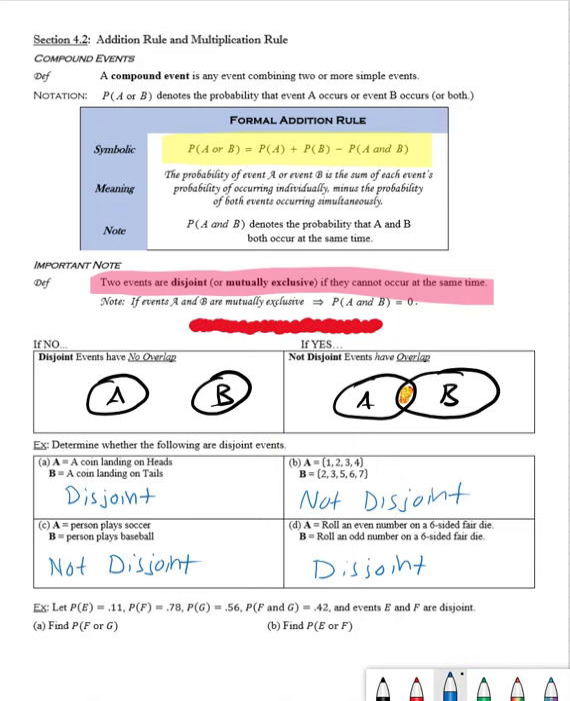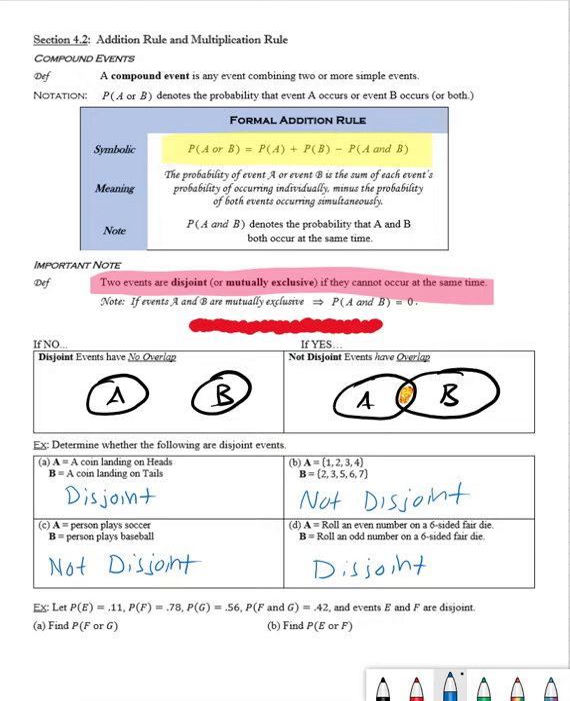And I'm back. So looking at the first example, if A is the event that a coin lands on heads, and B is the event that a coin lands on tails, then these events cannot occur at the same time, right? Because a coin has to land either heads or tails by how we defined those events. So it's not possible for a coin to land heads and tails at the same time. Therefore, these two events are disjoint.